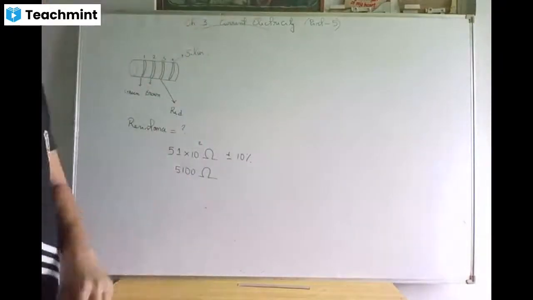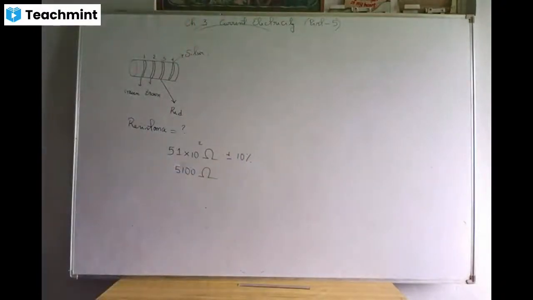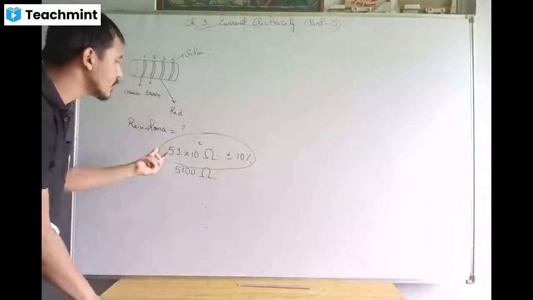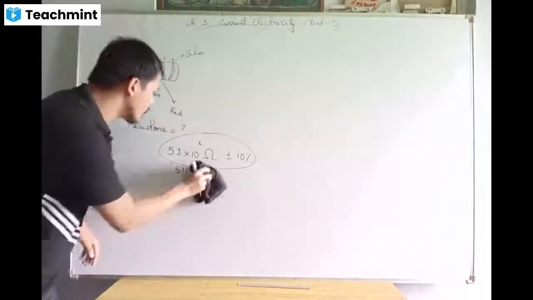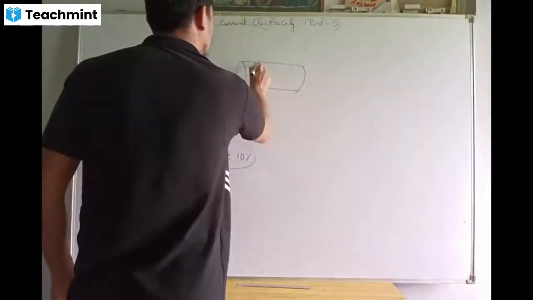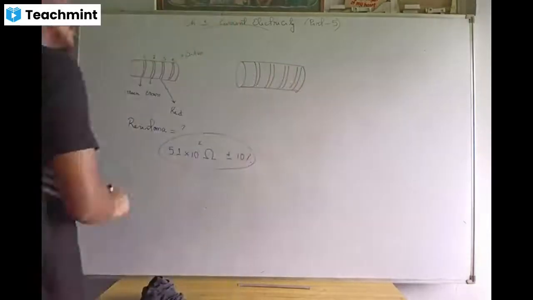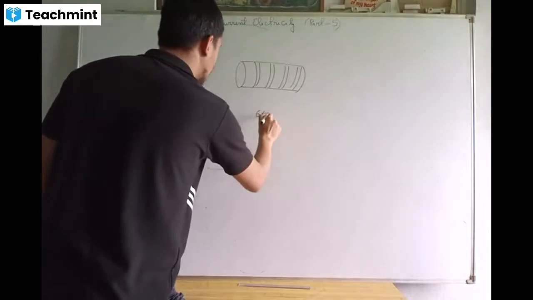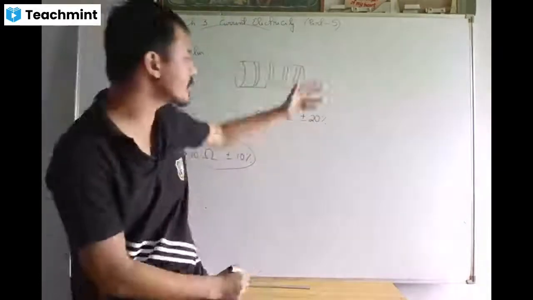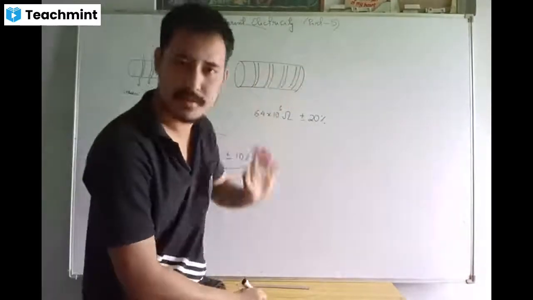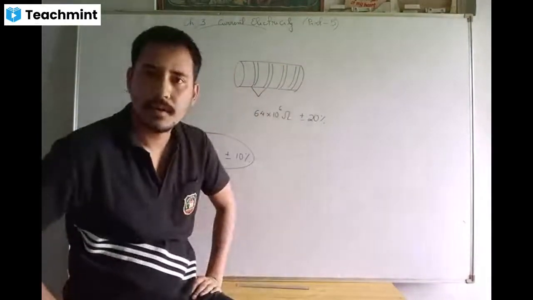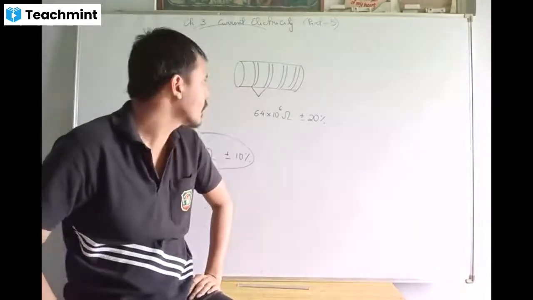This kind of question usually comes in multiple choice, or maybe as a one-mark question. Sometimes the question can be asked the other way. You may be given the resistance value and you need to determine the four color codes. Suppose I say the resistance of this resistor is 64 into 10 to the power 6 ohm plus minus 20%. The resistance of the carbon resistor may be given, and you will be asked to find the different color codes. Can you determine the color of these four bands?